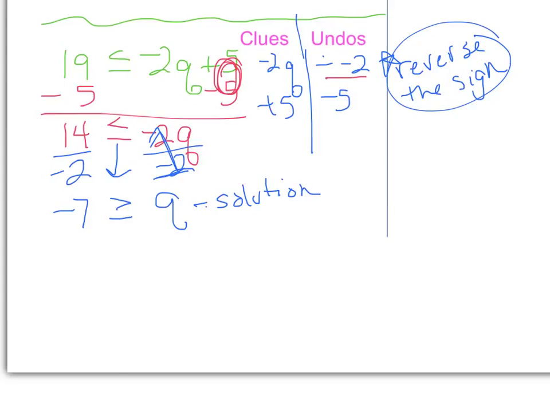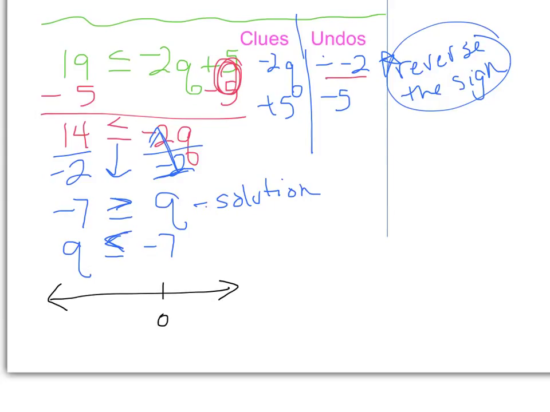I'm going to flip the inequality. So I'm going to flip the q and the negative 7, and when I do that, I've got to flip the sign back. Okay, so the arrow is pointing at the q, the arrow should still be pointing at the q. Now that my variable is on the left side, I'm ready to graph it.